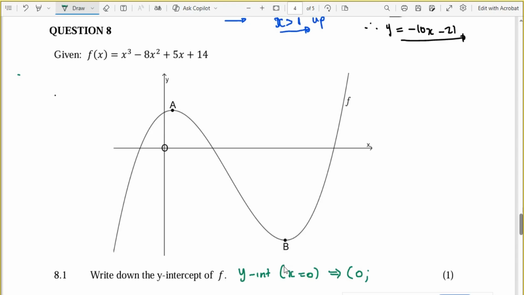Come on, Emerson. If x is 0, look at the equation. You don't need 2 minutes. You need 10 seconds. It's 14. You don't have to do calculation. Go to your equation, look at the term that doesn't have x, which is 14, then you write it down here. Okay?